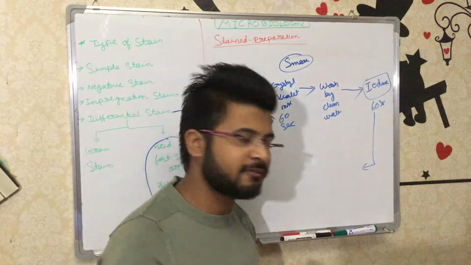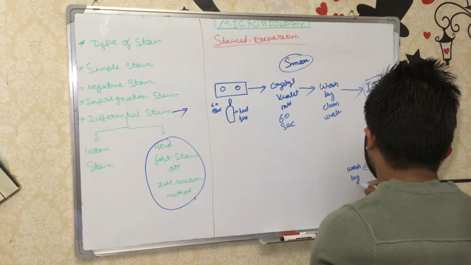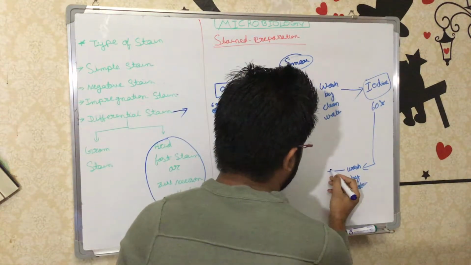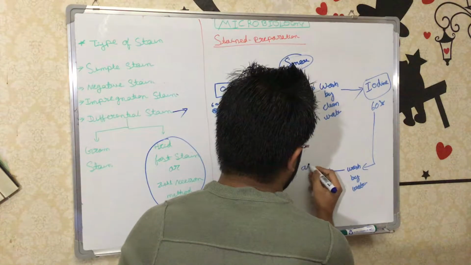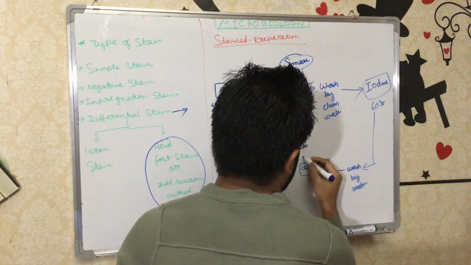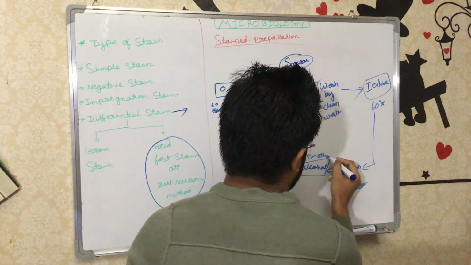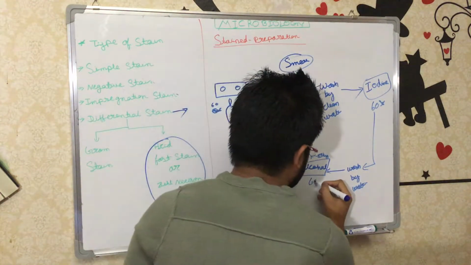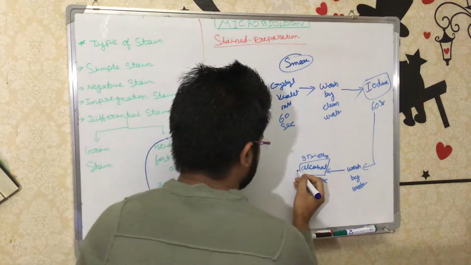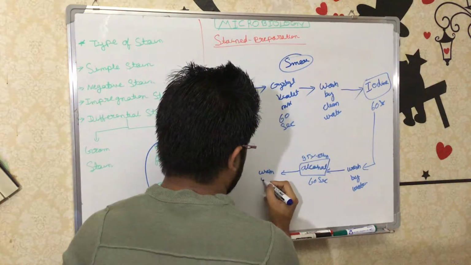After the 60 seconds, again we'll wash with clean water. After the wash, then again we'll put alcohol, 95% ethyl alcohol, again for 60 seconds. After adding the alcohol and waiting 60 seconds, again we'll wash with water.